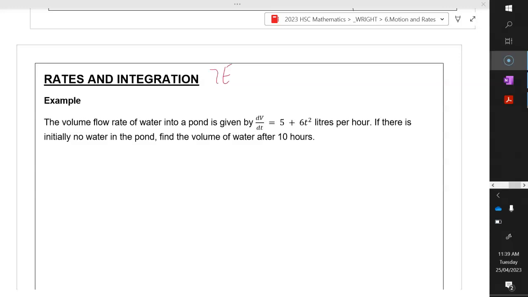Hi Year 12. We're nearing the end of this chapter 7. We've got 2 sections to go, and today we're looking at rates and integration, and that will relate to 7E in our textbook.